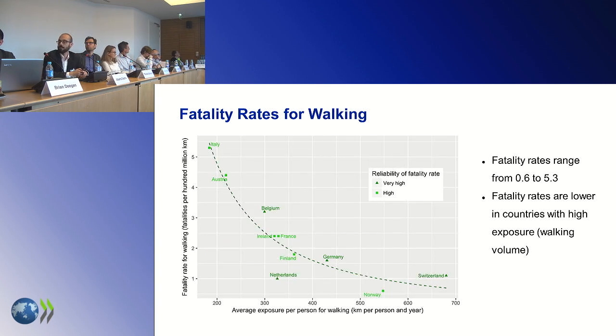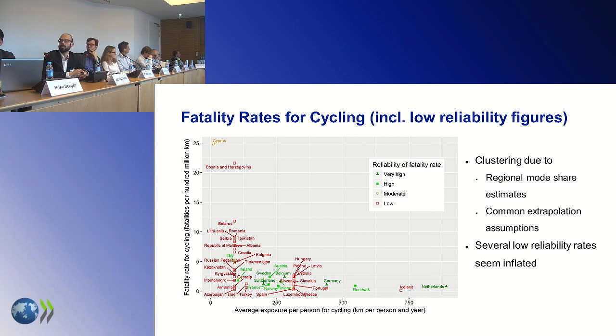A very similar pattern we found for walking, including in this diagram not only the high and very high, but also the moderate and low reliable fatality rates. We see why we left the low reliable fatality rates away from the first diagrams, because we found that they might be inflated in some cases, and they are very grouped due to the assumptions we had to make over the countries and the regional mode shares that we were using to estimate them.